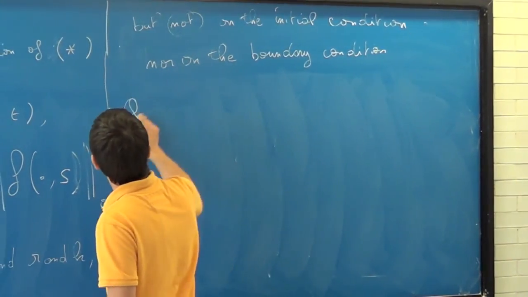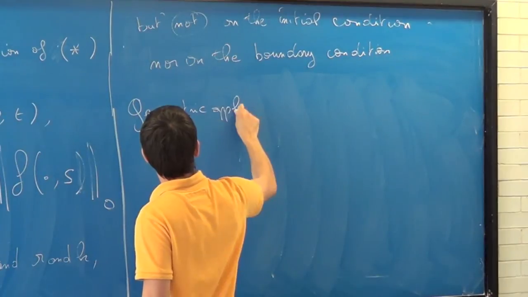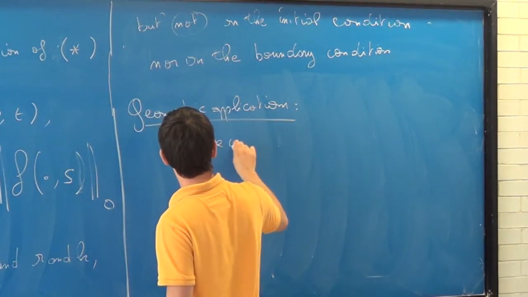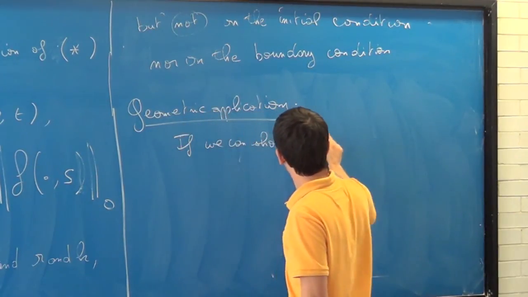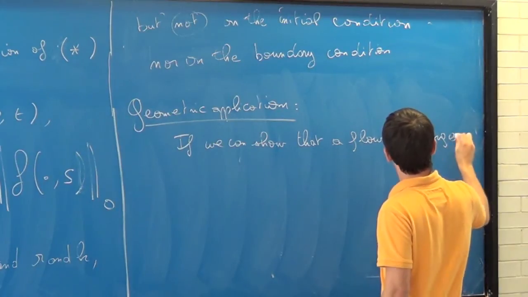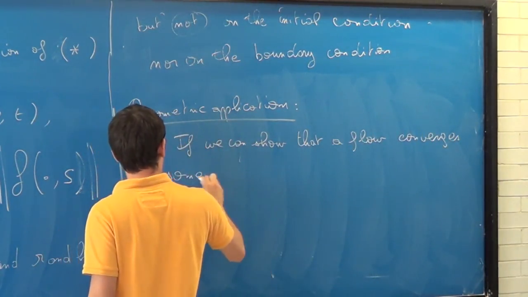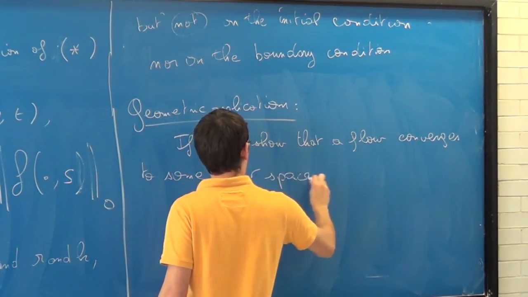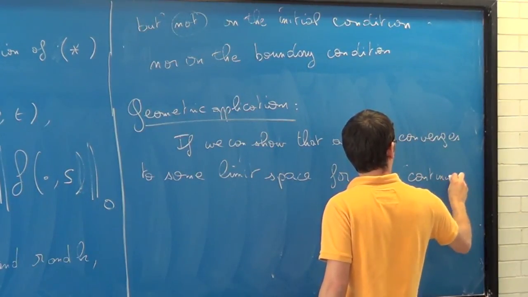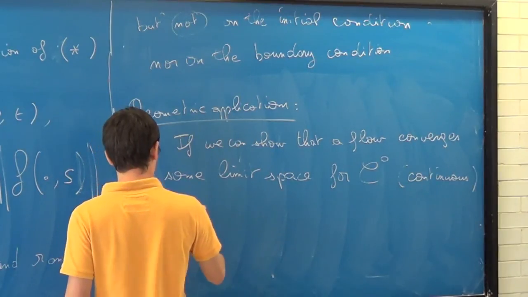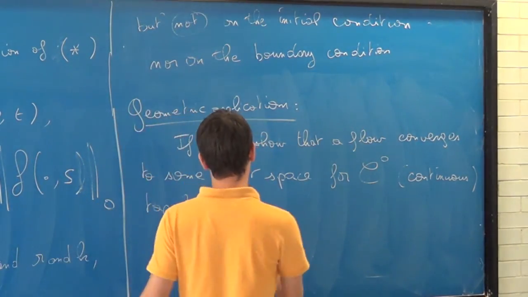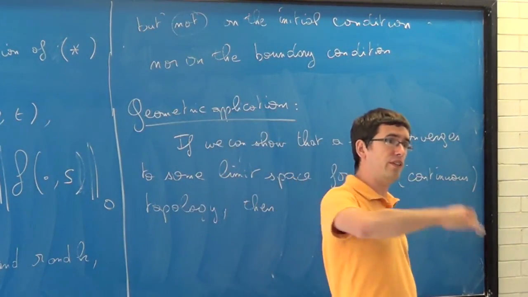So, what are the geometric applications of this? If we can show that the flow, so a geometric flow, converges to something in the C0 sense, so continuous, by that you mean in the zero norm, for k equals zero. Right, so just look at the difference between the limit and your function, and this is going to zero. And if you have this, then also all the derivatives converge to the derivative of the limit.